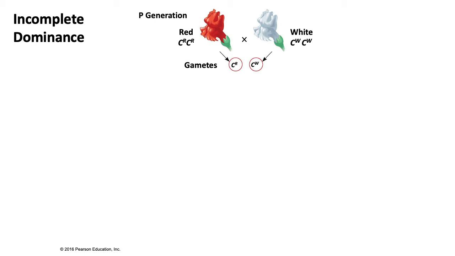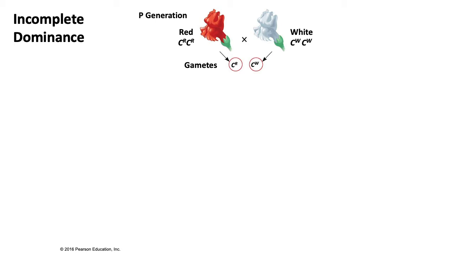We have used a capital letter C for color to represent this gene, and then we've used a superscript to indicate what color the allele is for. Capital C with a superscript capital R means the color that this allele codes for is red. Capital C with a superscript capital W means that the color that this allele codes for is white.